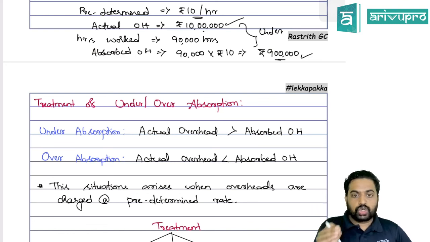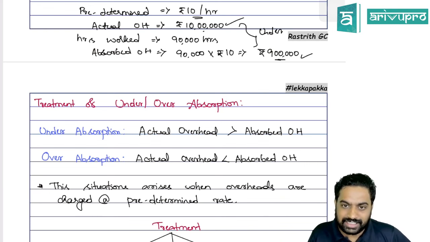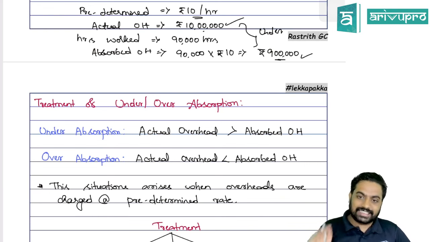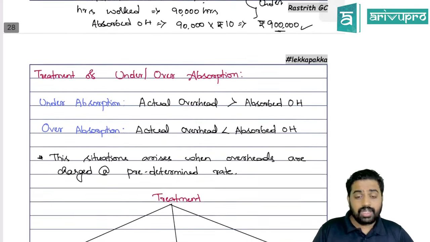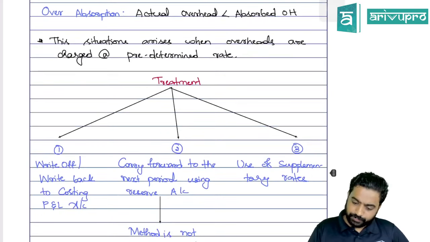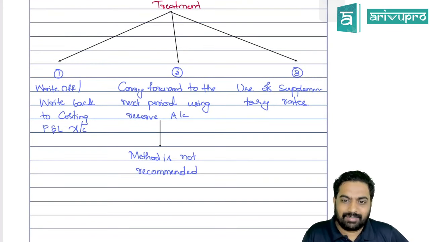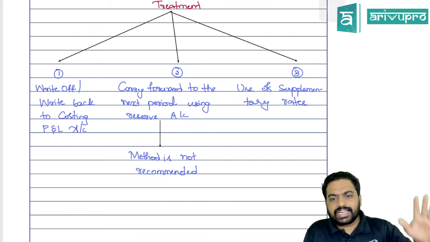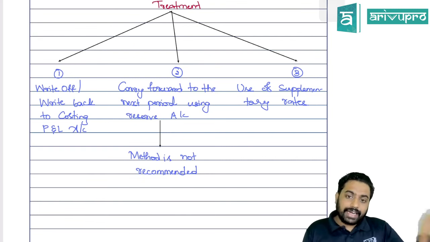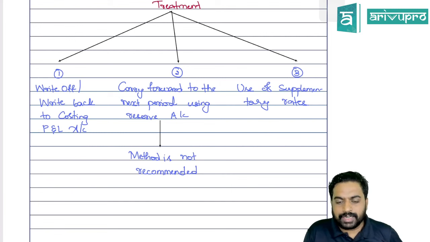Okay, sir. So when the actual overhead is greater than the absorbed overhead, we call that situation under absorption. When the actual overhead is less than the absorbed overhead, we call that situation over absorption. Sir, how to treat it in the books, in the cost accounts? We have three methods. The first method is to write off if it's under absorption, or write back if it's over absorption, to the costing P&L straight away.